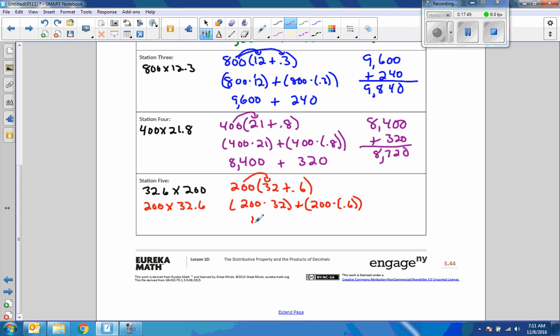So 2 times 2 is 4, 2 times 3 is 6. Bring down these 2 zeros. 200 times 32 is 6,400 plus 2 times 6 is 12. 2 times 0.6 is 1.2. Bring the decimal to the right 1 and 2. 2 zeros. So it's 120. So 6,400 plus 120 is 0 plus 0, 0 plus 2, 4 plus 1, 6 plus 0. So my answer is 6,520.